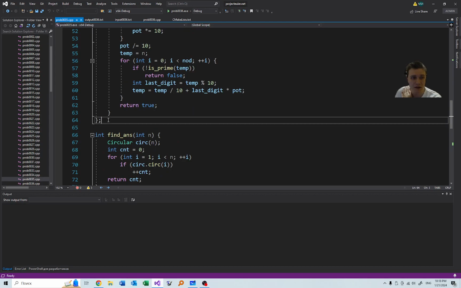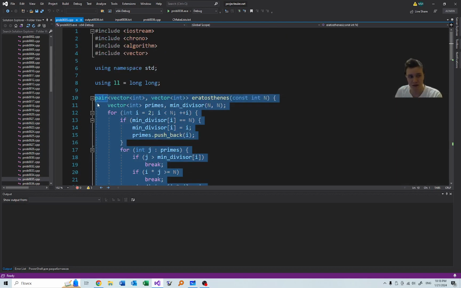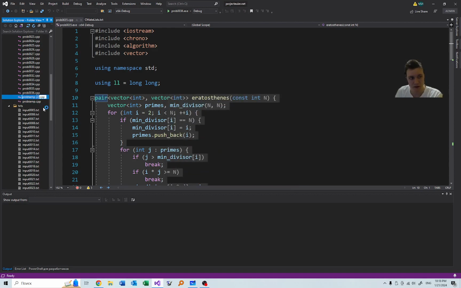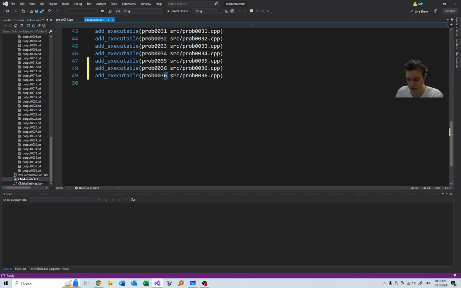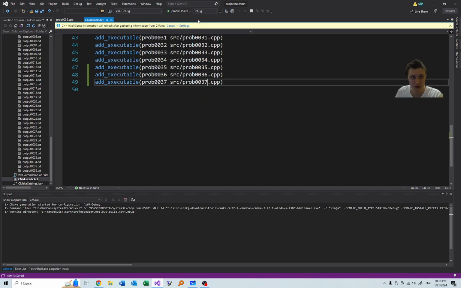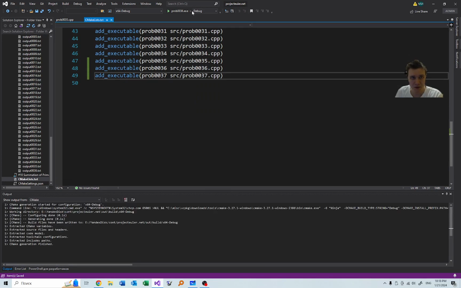Okay, actually it's fine. So let's copy this. Actually, before copying, I'd like to create a new file here. We rename it as 0037. We create a new file here, which will be empty. Okay, and here we create a new project. And we switch the running project.